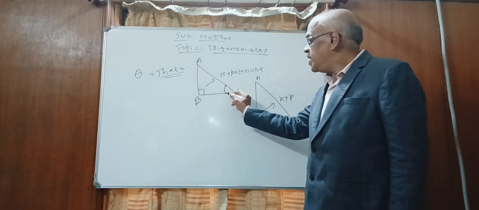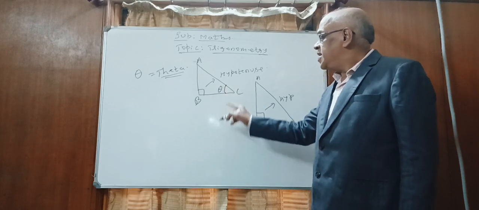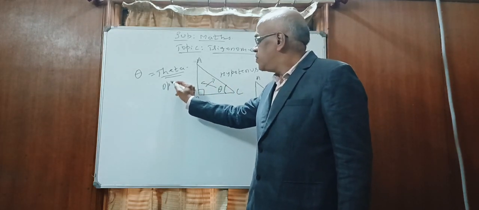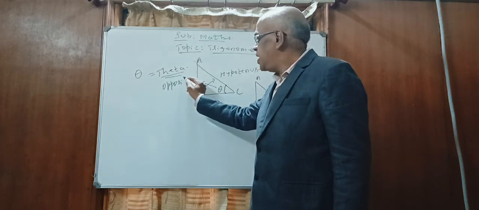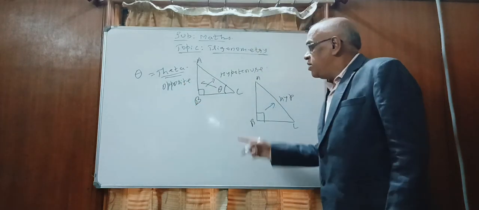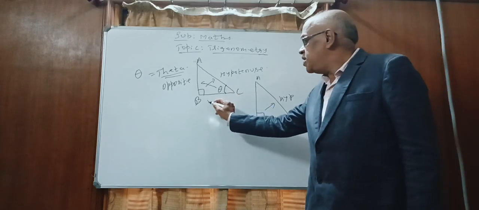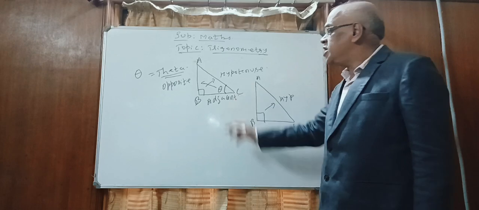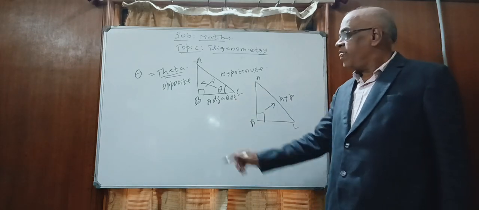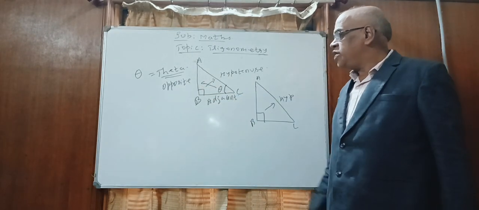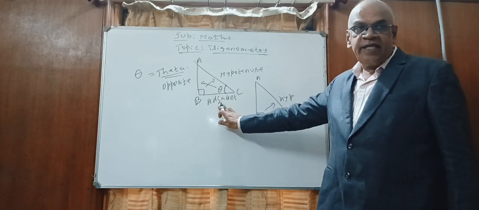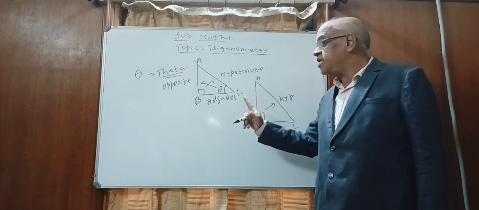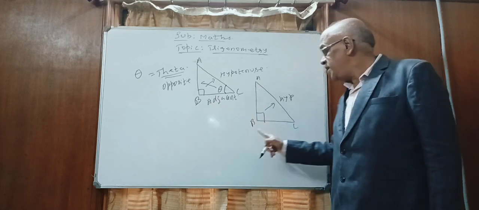Now, here we take angle C as theta. The side opposite to theta is called the opposite side, or perpendicular. Which is the remaining side? BC. BC will become the adjacent side, or some textbooks call it the base. AB is the perpendicular or opposite side. BC will be the adjacent side or base. Hypotenuse will be AC. Dear students, please remember the side opposite to angle B is the hypotenuse.